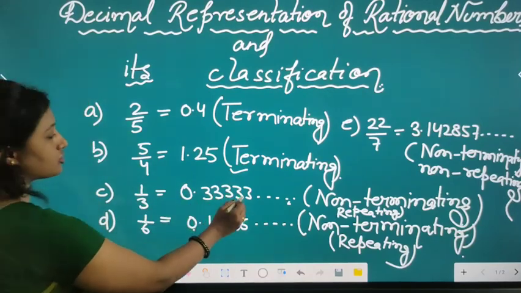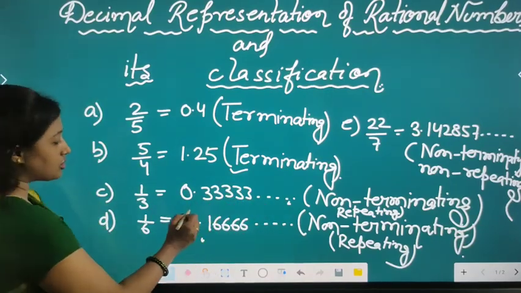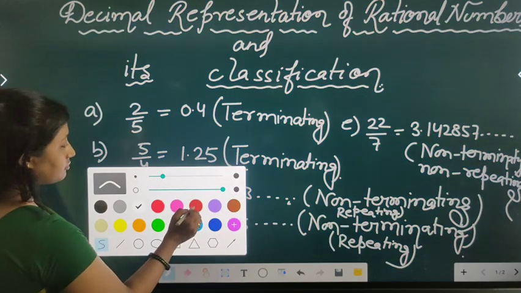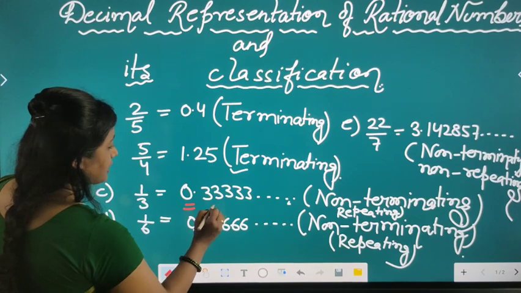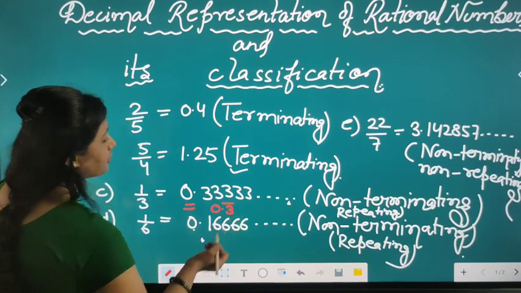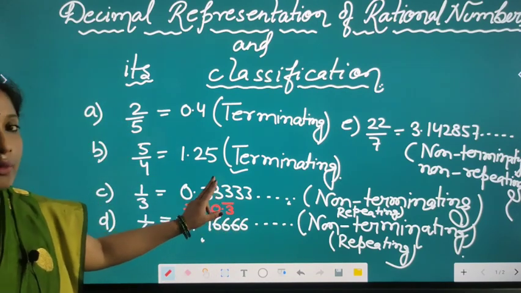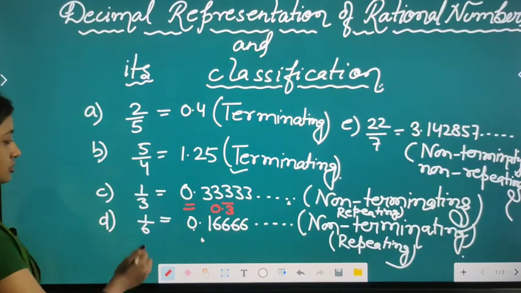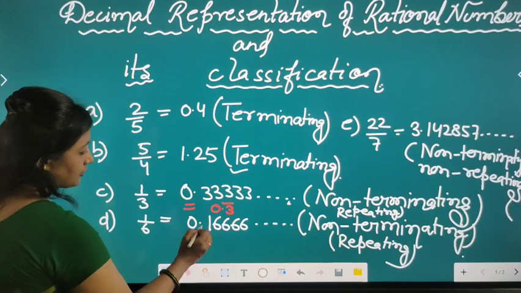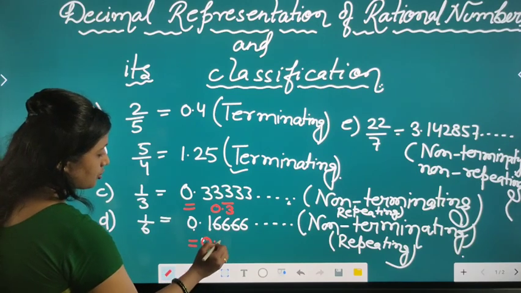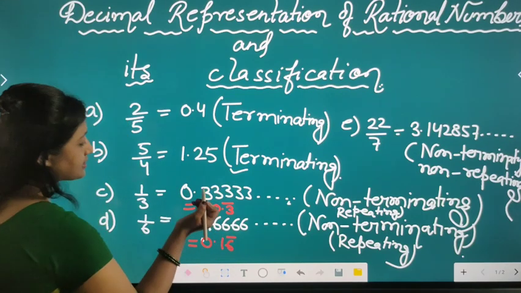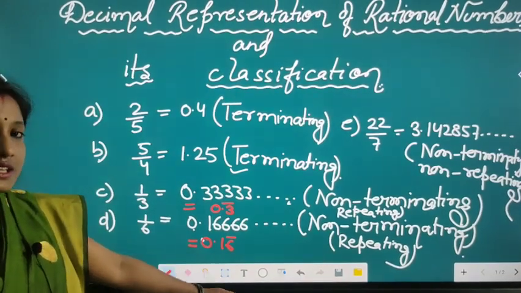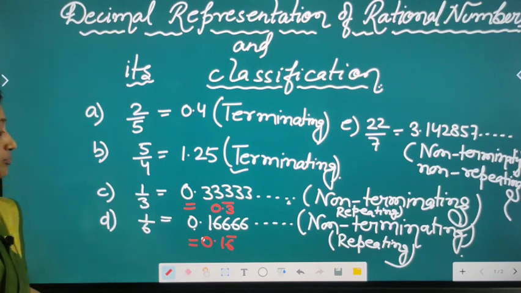Okay. Now look at here. This 0.3333 we also used to write in the bar form. How? In the bar form, we can write this as 0.3 bar. We will put a bar over 3. Bar means that this digit is going to repeat, 0.3333 and so on. In the same way, if I am writing 0.16, put the bar on 6. That means 6 is going to repeat, 0.166666 and so on.